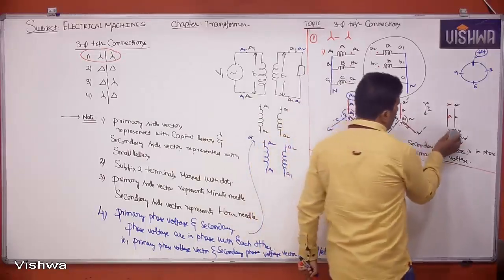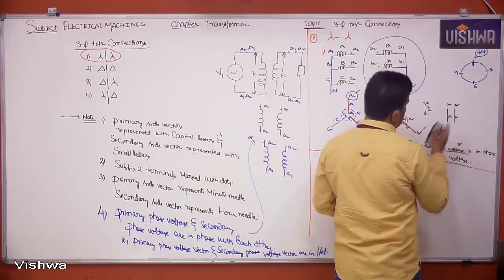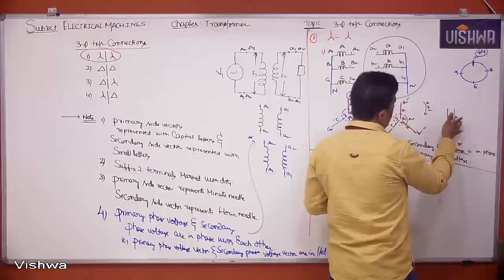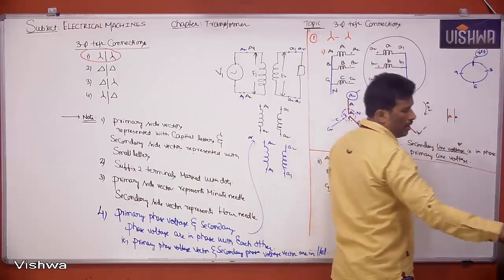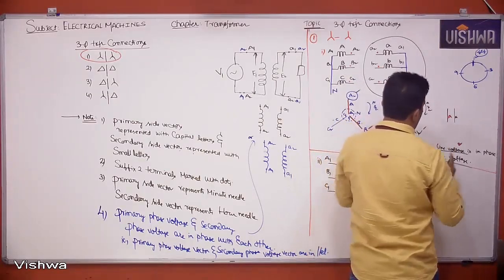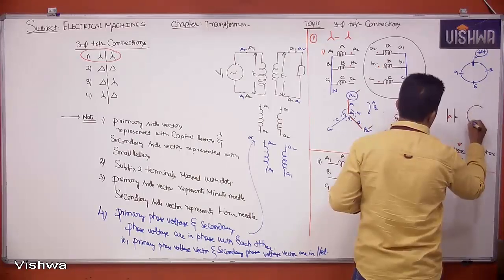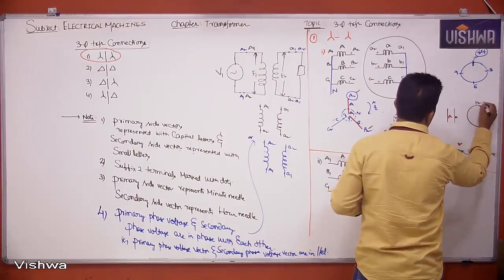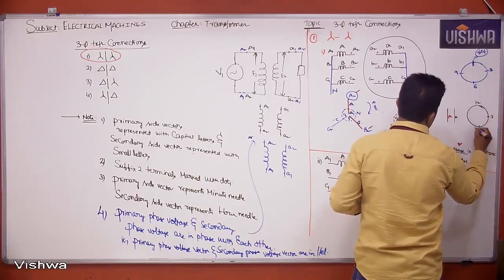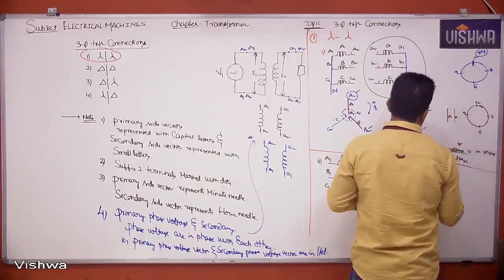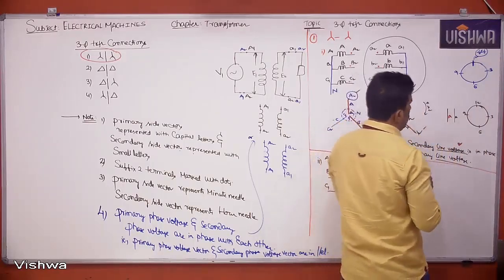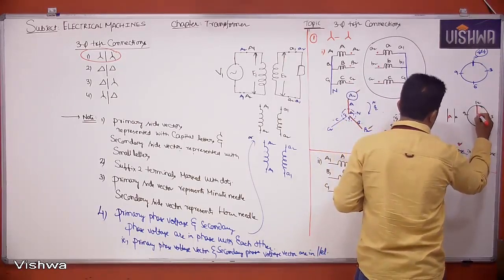So now it becomes what? Small a and capital A is like this. Or if you want me to write the in-phase clearly, I can draw like this. This is 12, this is 3, this is 6, this is 9. Primary vector reference: minute needle, I told you already. Minute needle means long needle.